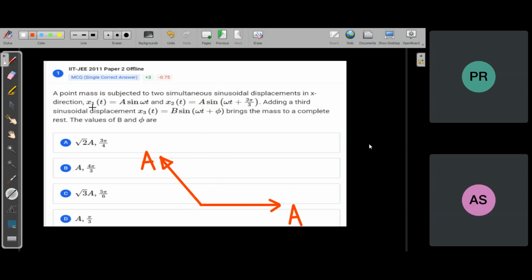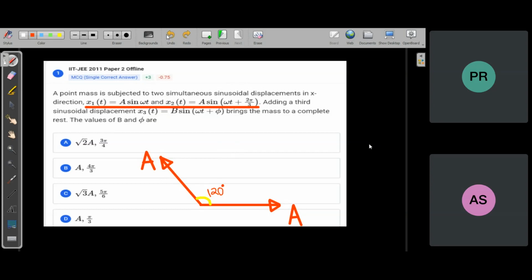Now the resulting motion will also be a SHM, whose amplitude is given by the vector addition of these two. The angle between them you will take as the phase difference. What is the phase difference? 2 pi by 3. 2 pi by 3 means 120 degrees. So 120 degrees. Now when the third displacement is added, it brings the mass to rest. So what do you think, what will you do?